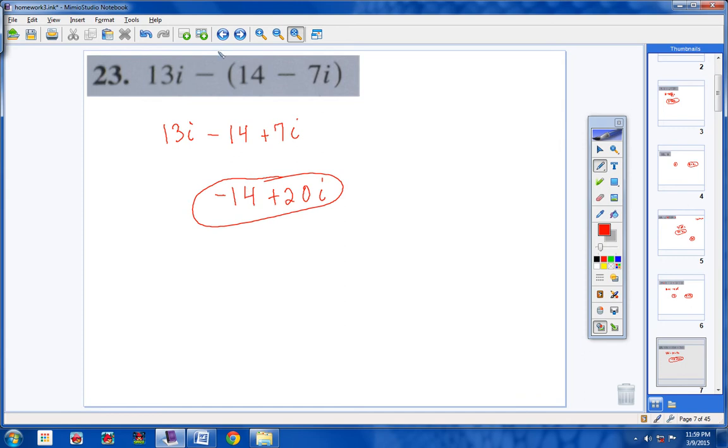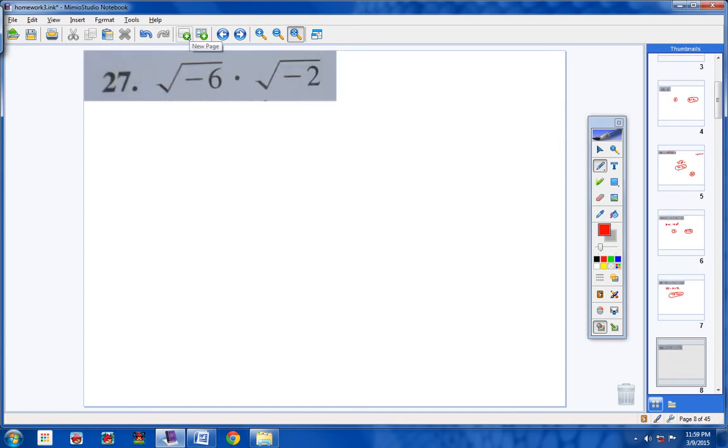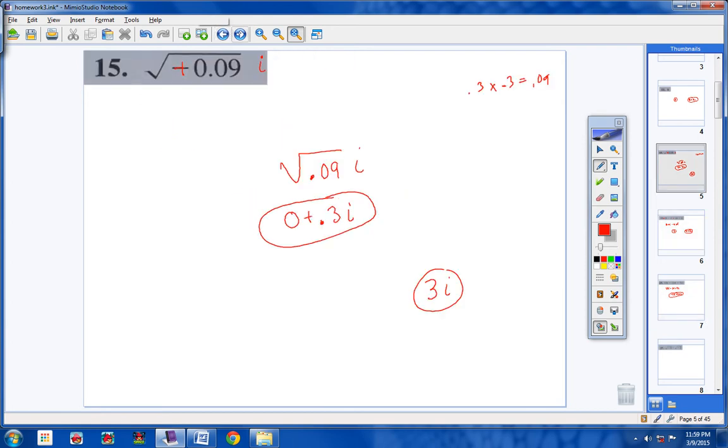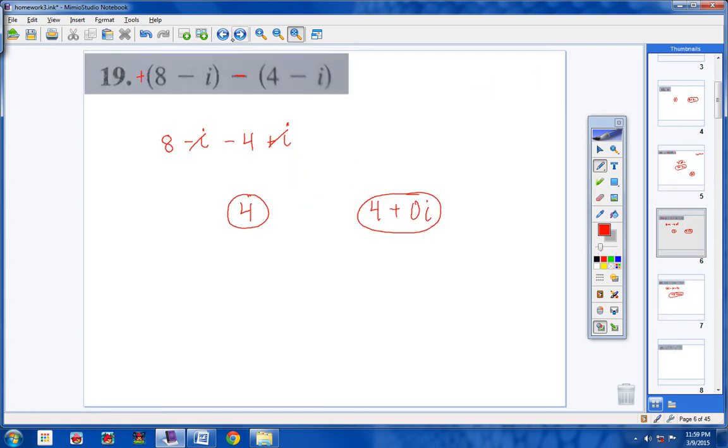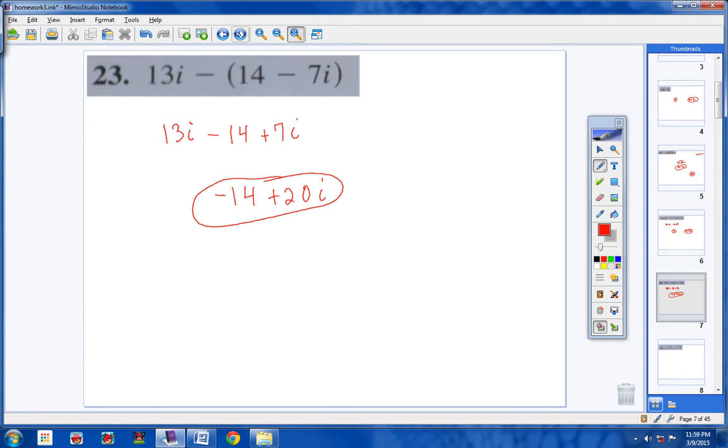Alright, moving on to numbers 27 through 39. The directions say to perform the operation and write the result in standard form. And so here we go. I forgot to check these past ones. I really want to make sure we're doing these right. I don't want to make a little mistake. This is right, and this is right.